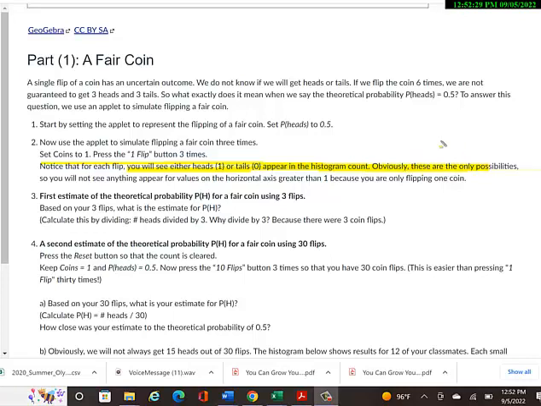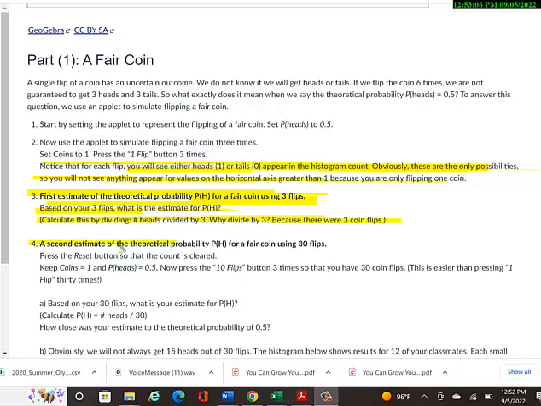Obviously, these are the only possibilities, so you will not see anything appear for values on the horizontal axis greater than 1 because you're only flipping 1 coin. Next, we'll estimate the theoretical probability of P(H), probability of heads, for a fair coin using 3 flips. Based on your 3 flips, what is the estimate for probability of H? Use what you learned in the applet above. How many heads did you get out of the total of 3 flips? Calculate this by dividing the number of heads you got by 3. Why are we dividing by 3? Because there are 3 coin flips that we did.